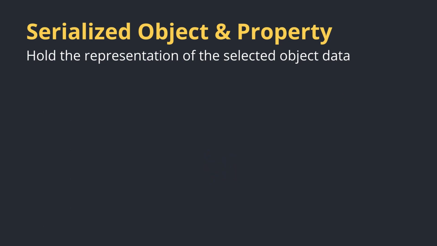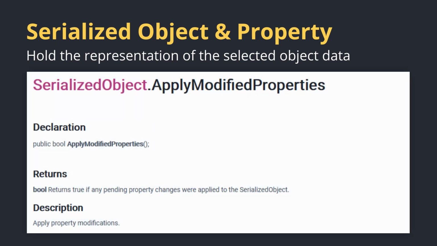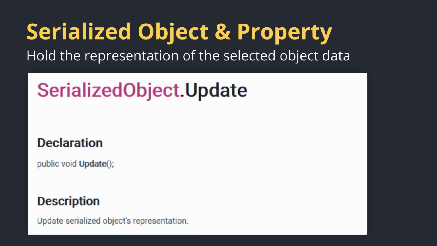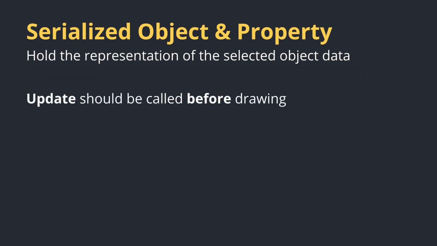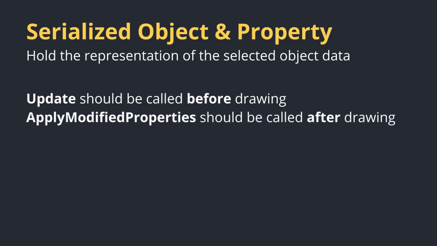We can do that by using the serialized object ApplyModifiedProperties method. To make sure we get an updated data representation, just in case some property was modified elsewhere, we need to call in the serialized object Update method. Therefore, the Update method shall be called at the beginning of the OnInspectorGUI method, to make sure we are going to be drawing our UI with the correct data. And our ApplyModifiedProperties method shall be called at the end, after we draw all of our UI and possibly change the data of one of the elements.